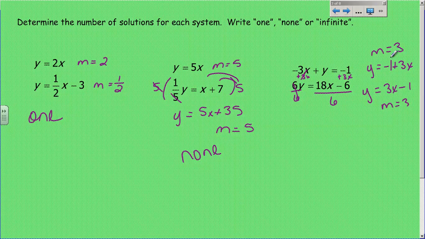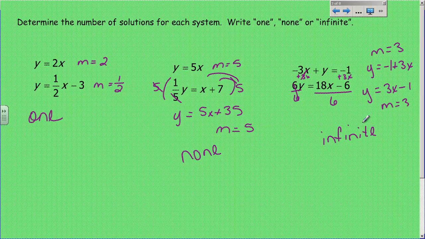Again, I have the same slope. So it is either parallel with no solutions or coincident with infinite. So look at the two equations. Negative 1 plus 3x and 3x minus 1. These are exactly the same equation. They just happen to be written differently. If I were to flip-flop this around, it would become 3x minus 1. Since these are the same equation, it means I have infinite solutions.